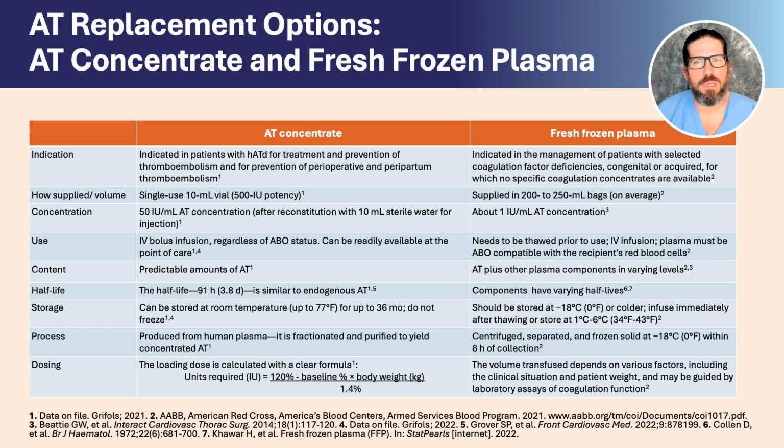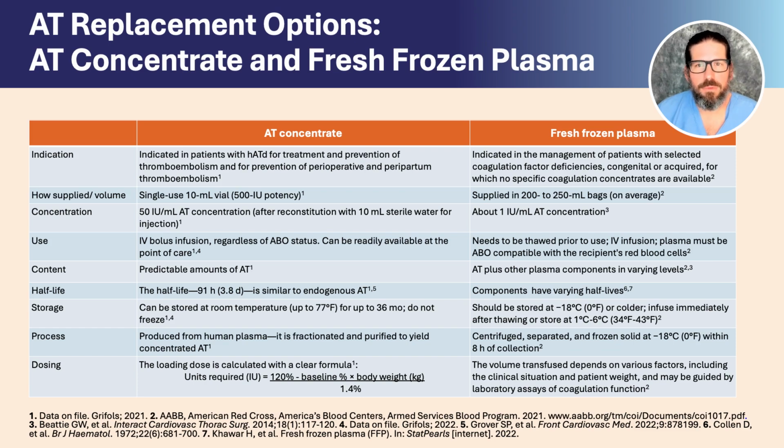Antithrombin concentrate is indicated for patients with hereditary antithrombin deficiency for treatment and prevention of thromboembolism and for prevention of perioperative and peripartum thromboembolism. It is supplied in single-use 10 ml vials and after reconstitution with 10 ml of sterile water for injection at a concentration of 50 IUs per ml of antithrombin concentrate. Antithrombin concentrate can be stored at room temperature for up to 36 months and is administered as an IV bolus infusion.